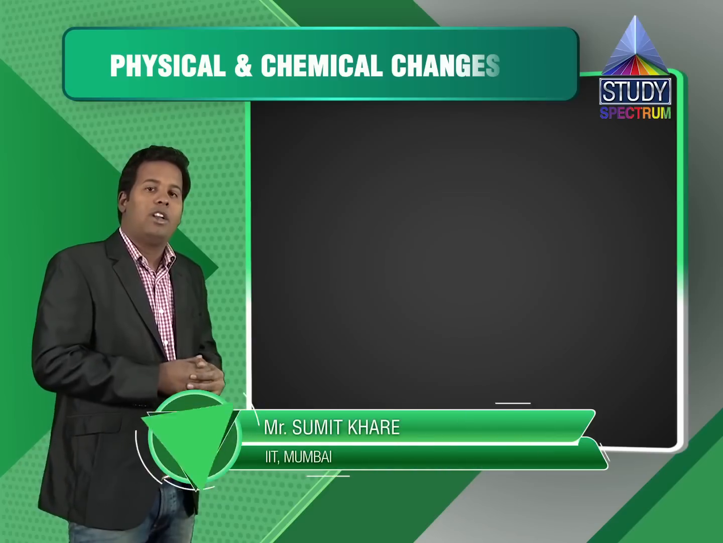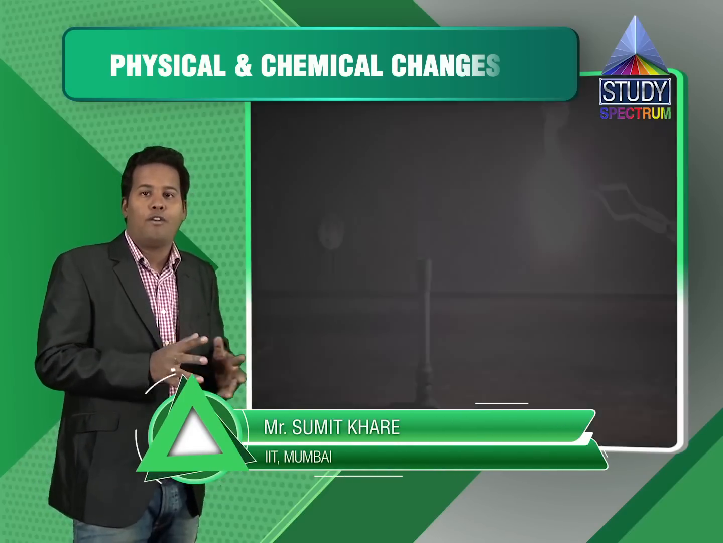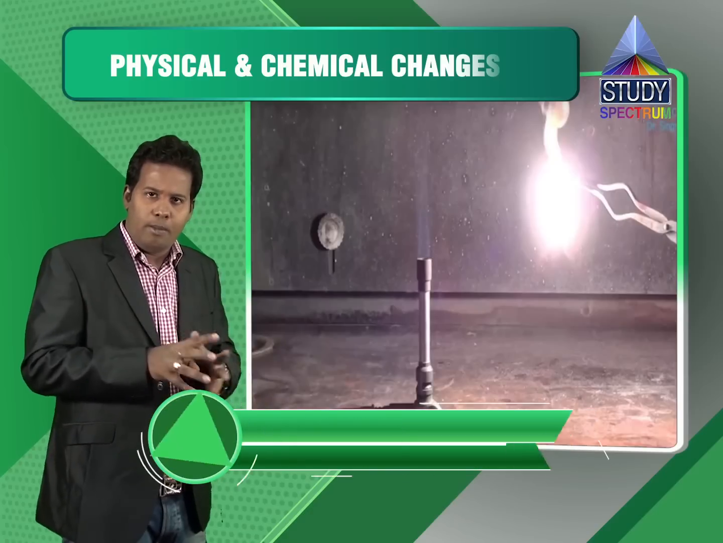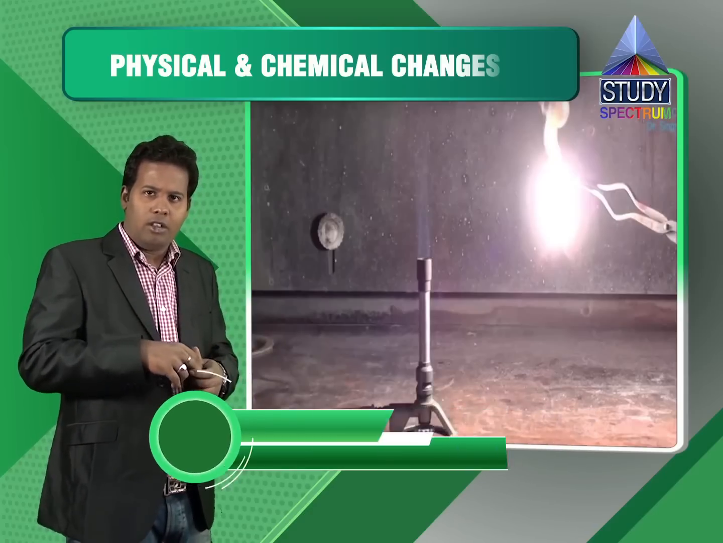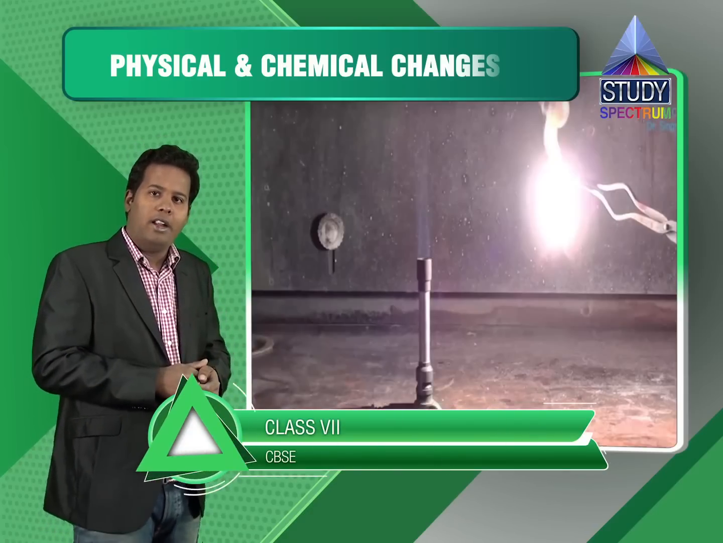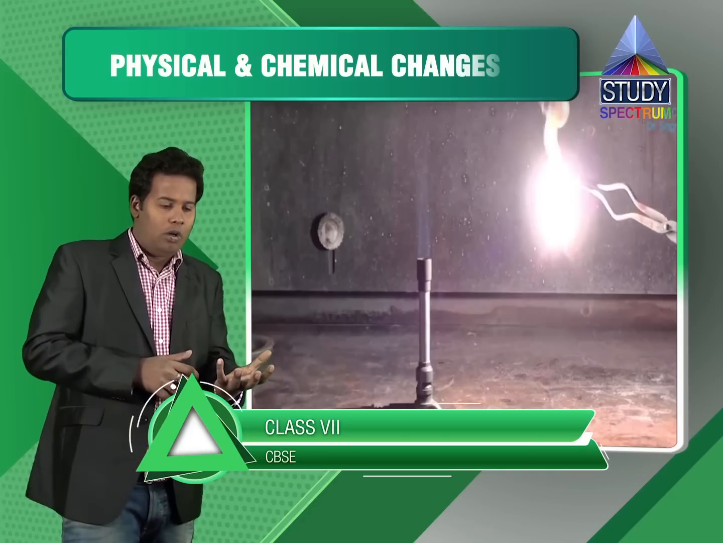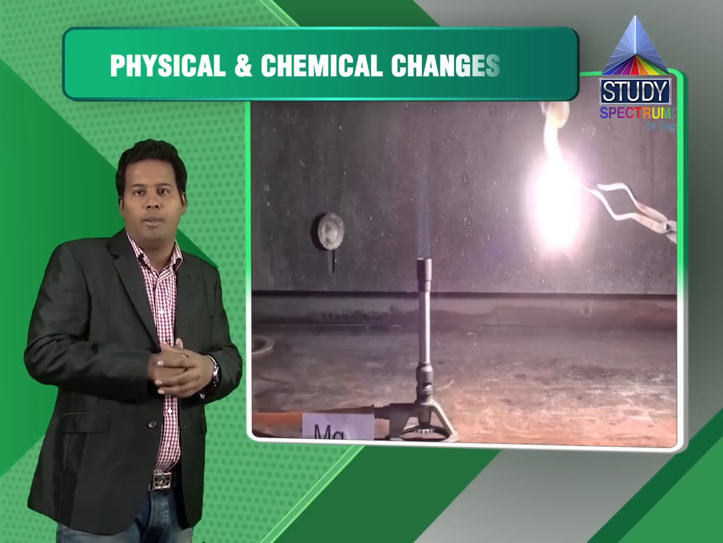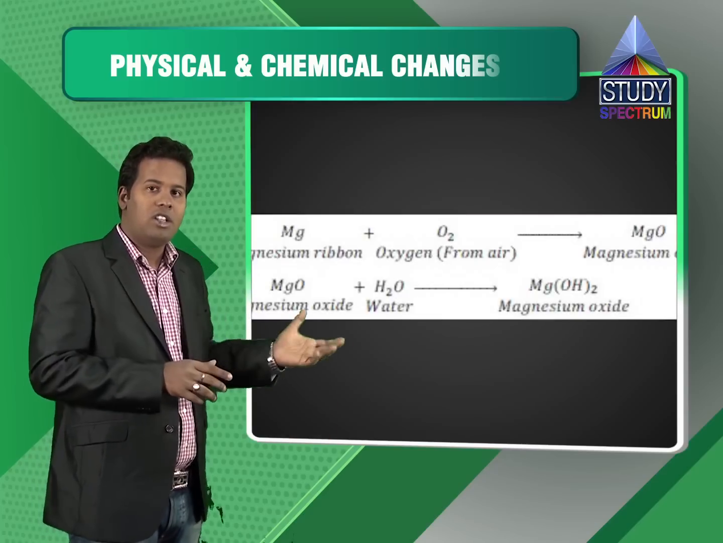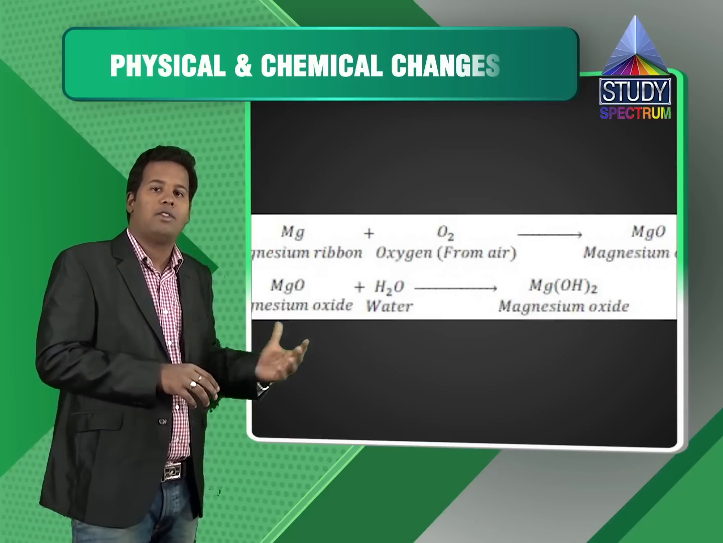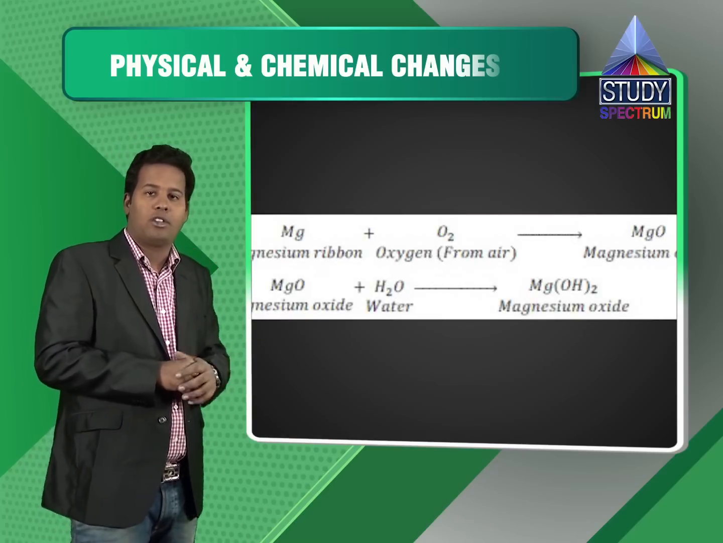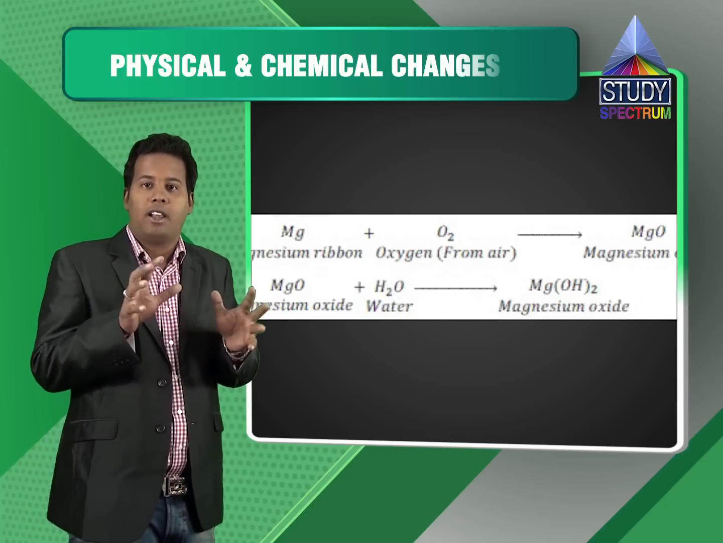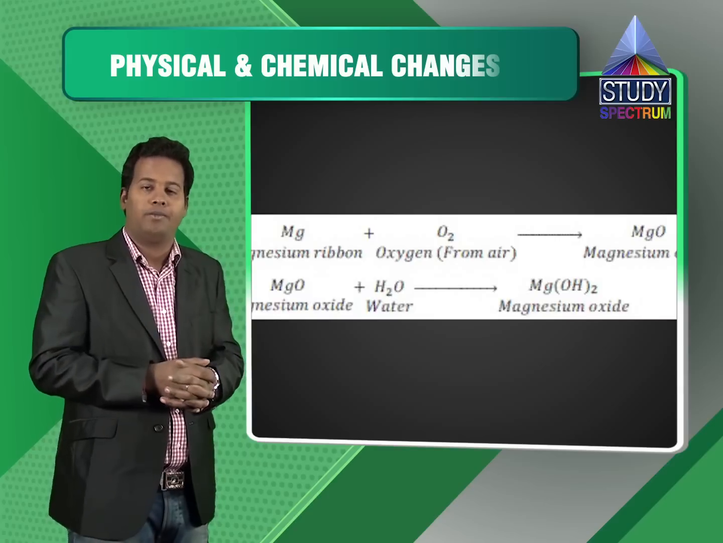Now moving further to the next reaction, that is the burning of magnesium ribbon. Suppose you take a magnesium ribbon and hold it with a pair of tongs, and you keep a plate below that magnesium ribbon and you burn it. What happens is, magnesium reacts with oxygen to form magnesium oxide, and while burning it gives a dazzling white flame. That is a characteristic color of magnesium.